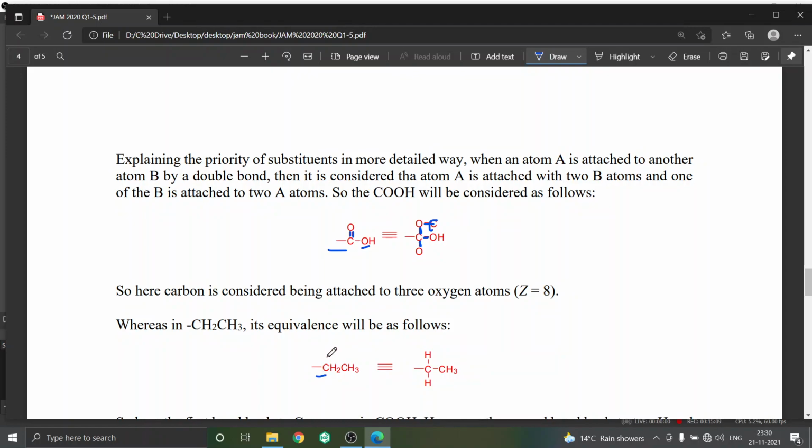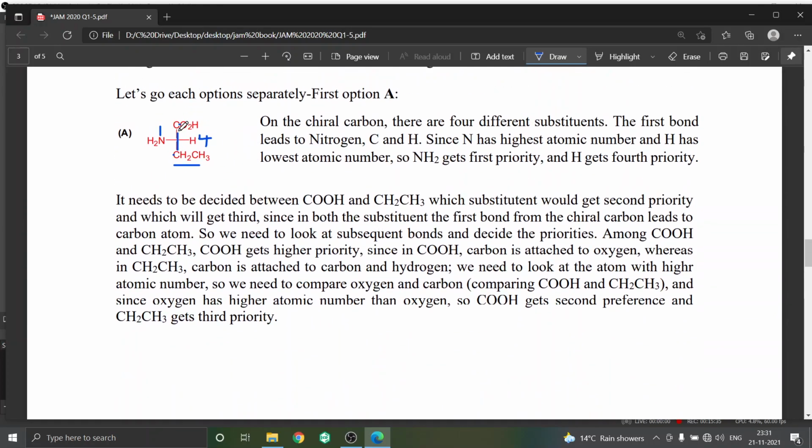Whereas when I come to here, first bond was carbon, second bond was leading to one hydrogen, another hydrogen, and another carbon. So we don't need to look at the atoms with the lower atomic number. We have to look at the atom with the highest atomic number. So the highest atomic number attached here is carbon, which is atomic number 6. Whereas here the highest atomic number attached is oxygen, which is atomic number 8. So hands down, COH wins. And therefore the second priority comes to COH and third priority goes to CH2, CH3.